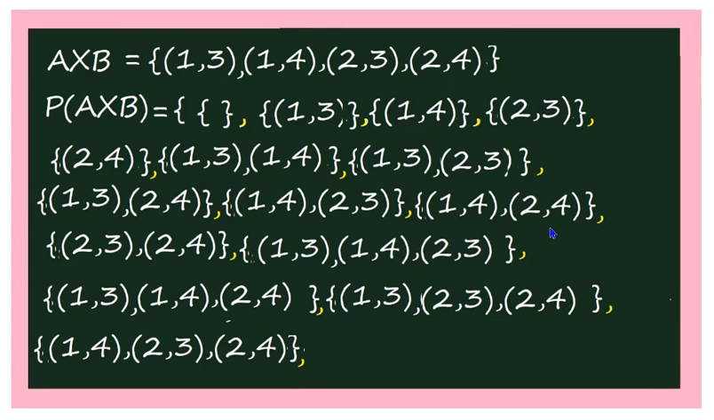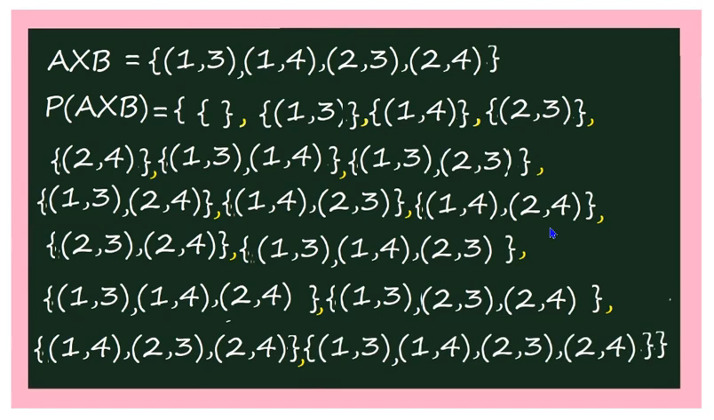And finally, you have to write the subset which contains all four elements, and that is A cross B itself: (1, 3), (1, 4), (2, 3), (2, 4).